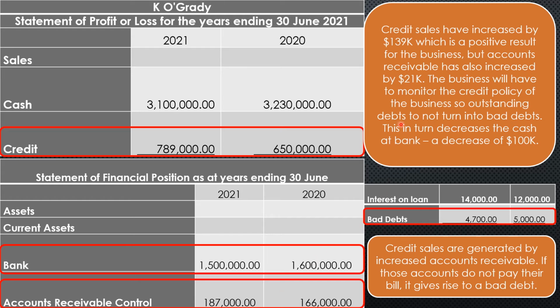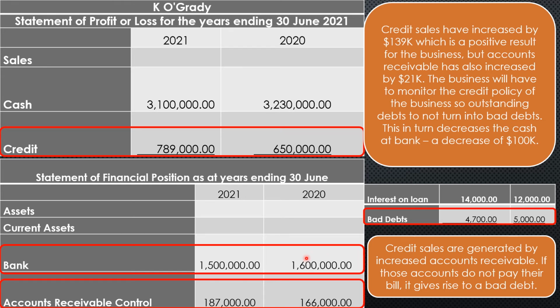So the business will have to monitor the credit policy to look at whether the outstanding debts hopefully will not actually turn into a bad debt. Now, I've provided a little extract here. In this case, the increase in credit sales fortunately has not given rise to an increase in bad debts because it's actually gone down from 5,000 to 4,700. So therefore, their credit policy is doing well.